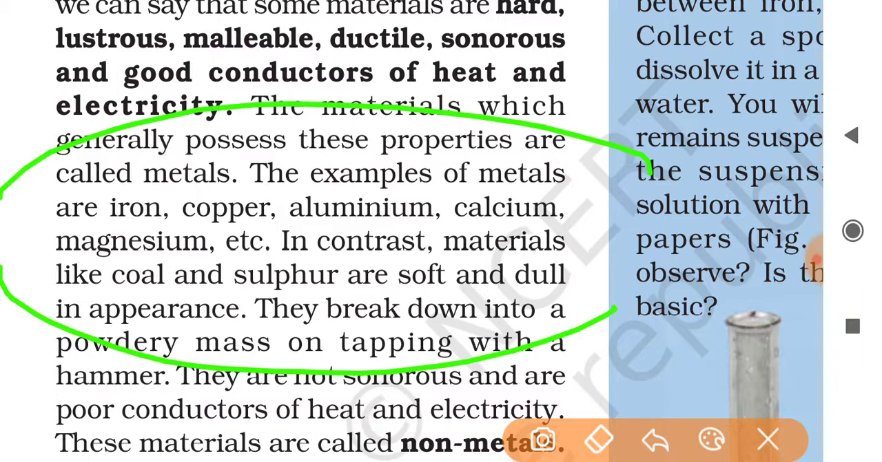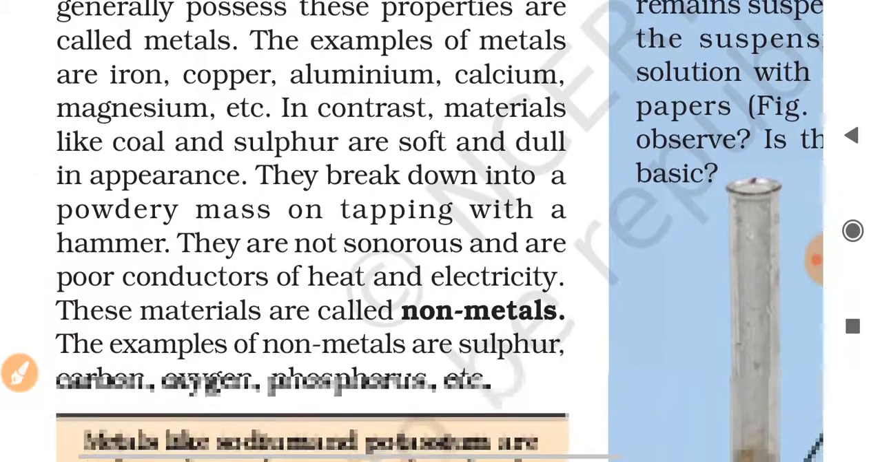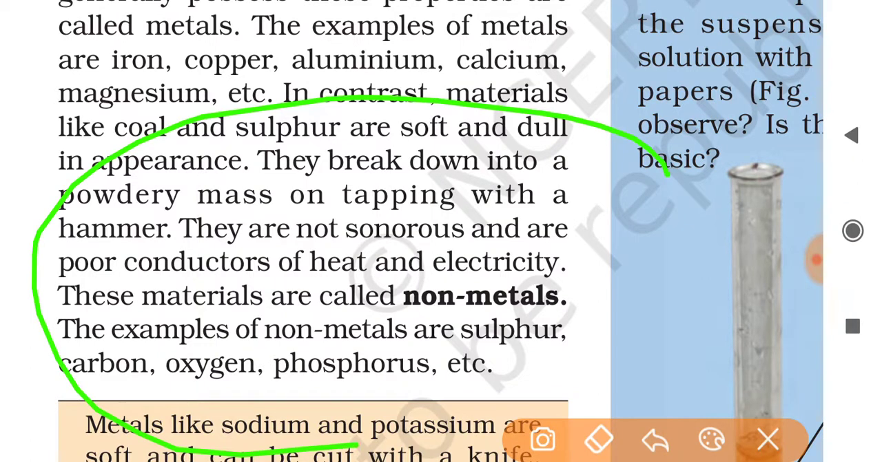In contrast, materials like coal and sulfur are soft and dull in appearance. They break down into a powdery mass on tapping with a hammer. They are not sonorous and are poor conductors of heat and electricity. These materials are called non-metals. Now if you understand metals, you can easily tell about non-metals. Examples of non-metals are sulfur, carbon, oxygen, phosphorus, etc.